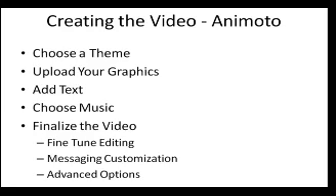In Animoto, once you register and you log into Animoto, you're going to need to choose a theme, and I'll show you these. I'm just sort of giving you a heads up before we get in there. You need to choose a theme. You'll upload your graphics, and that's where Fotolia comes in. If you don't already have graphics, just go ahead and use the ones that you purchased from Fotolia. You'll want to add text. You'll want to choose music. You'll finalize the video. That'll do some, you know, editing and messaging customization, and then there's some advanced options that we'll take a look at also.